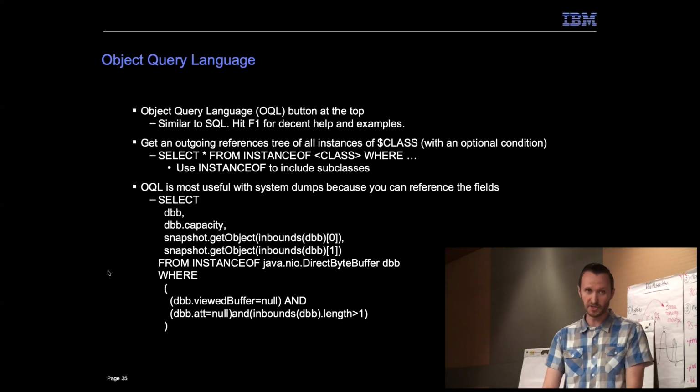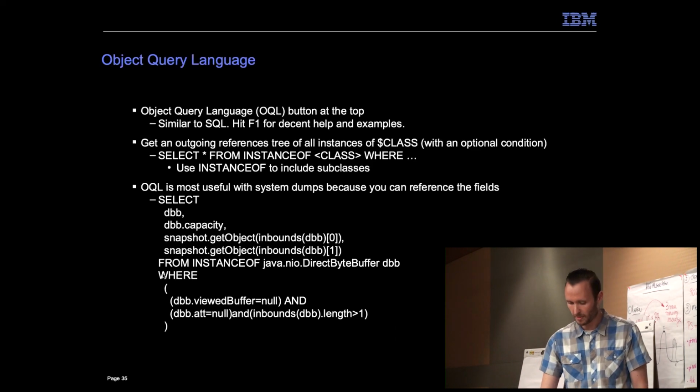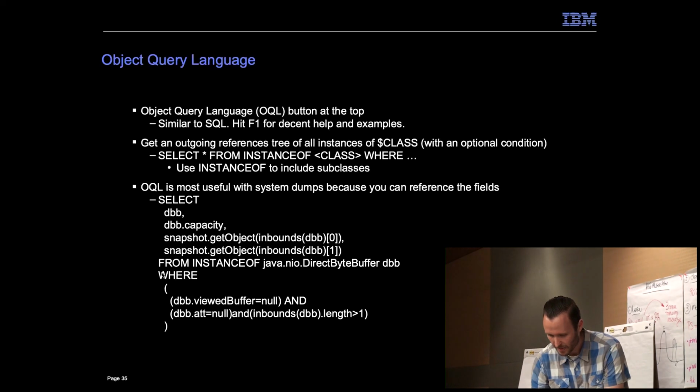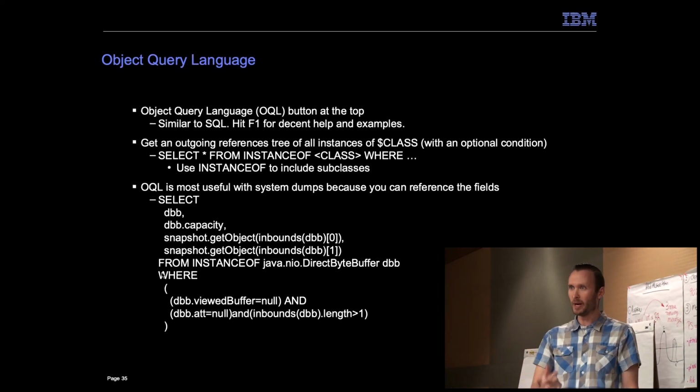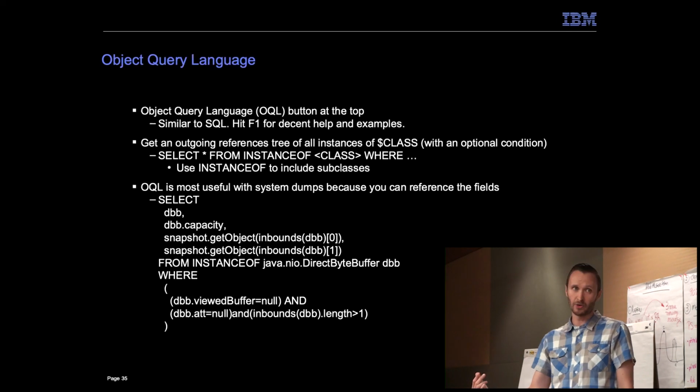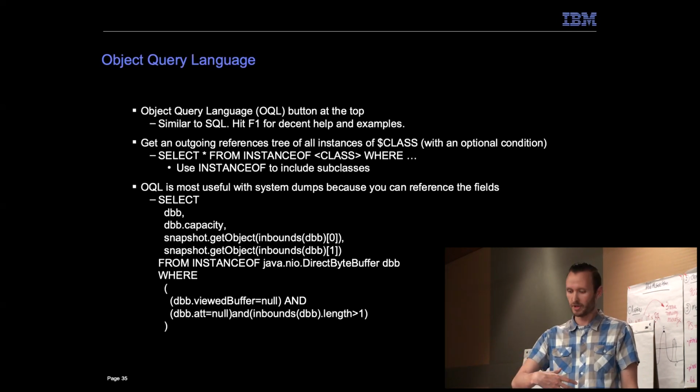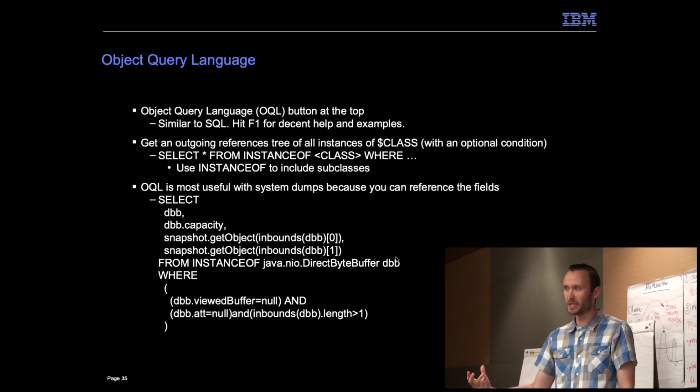This other one really shows the power of OQL. For example, let's say I want to know, for every direct byte buffer, how much native memory each direct byte buffer is consuming, and also the first two inbound references to the direct byte buffer. Just like in a database, you say from class and you give it an alias. So now we define DBB as the alias.